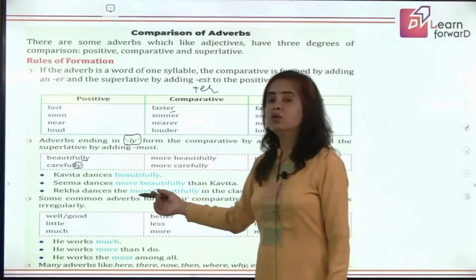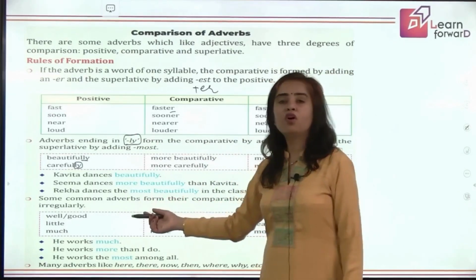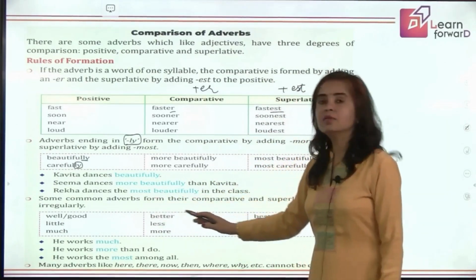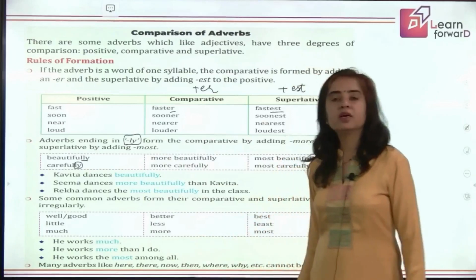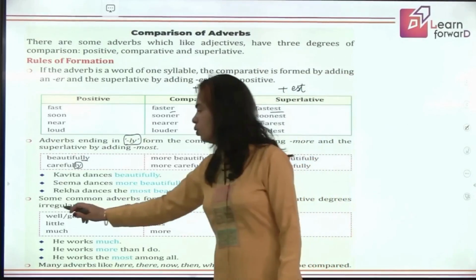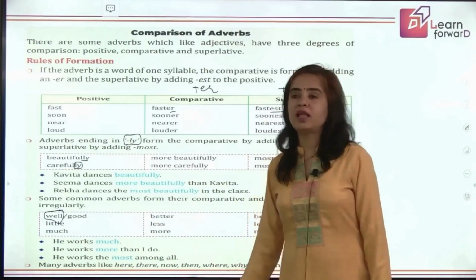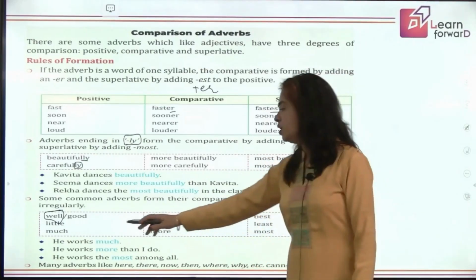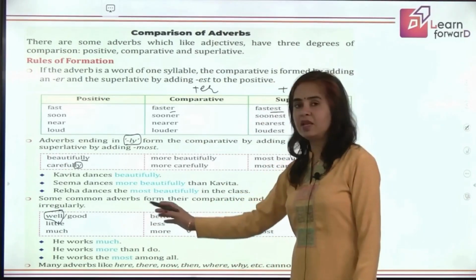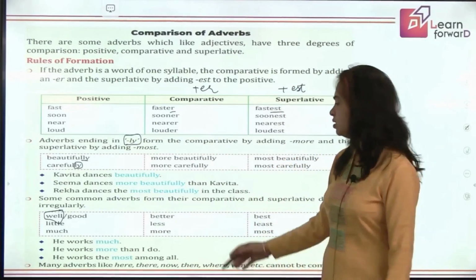Got it? Now there are some common adverbs which just change in form. They are not formed by adding anything, like well or good becomes better and best. Little becomes less, least, and much becomes more, most. These are the same forms that we have in adjectives also. The only difference is about well, right? So well is a new word that is introduced here for adverbs. He works much. Then he works more than I do. We are making comparison. And he works the most amongst all. So that is superlative degree.